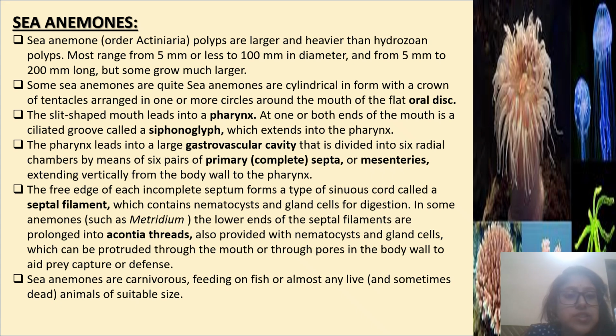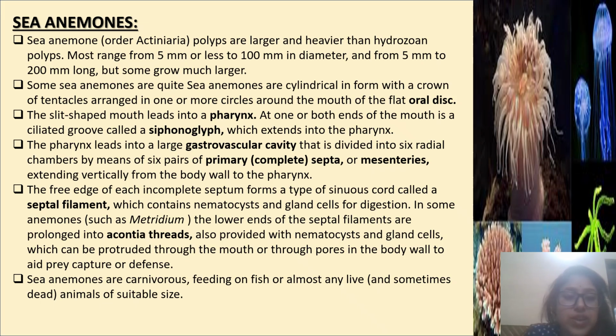Next, the slit-shaped mouth leads into a pharynx. At one or both ends of the mouth is a ciliated groove called the siphonoglyph, which extends into the pharynx. The pharynx leads into a large gastrovascular cavity that is divided into 6 radial chambers by means of 6 pairs of primary septa or mesenteries, extending vertically from the body wall to the pharynx.